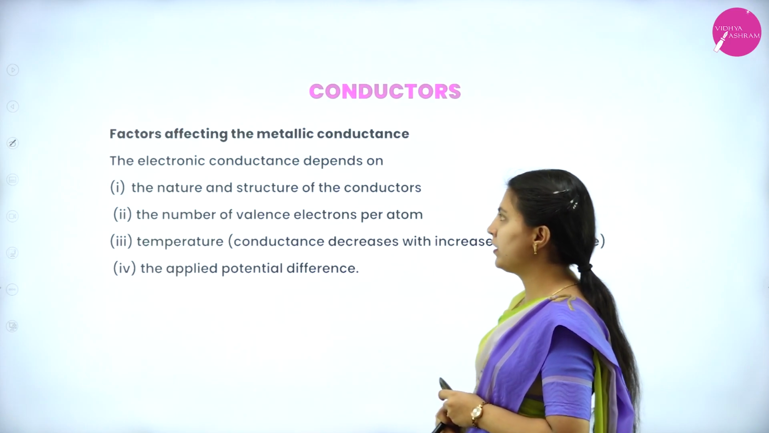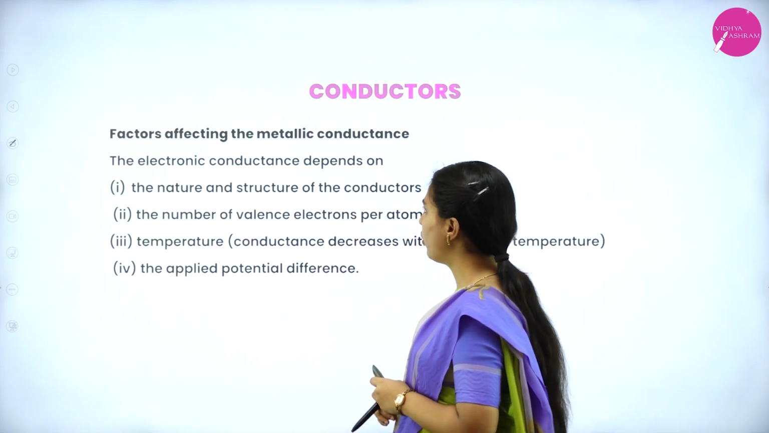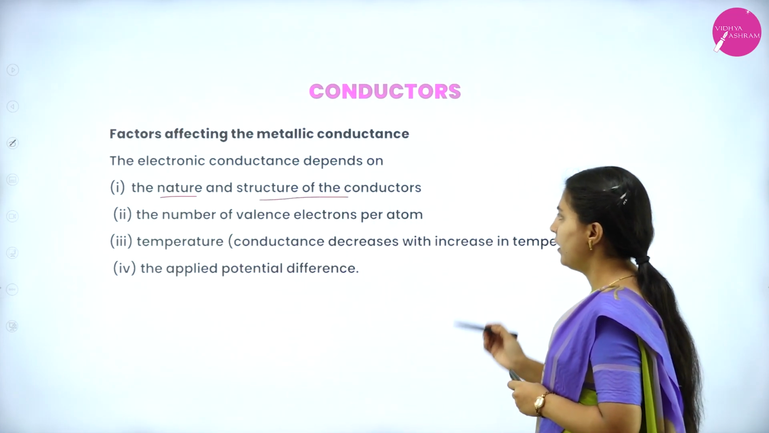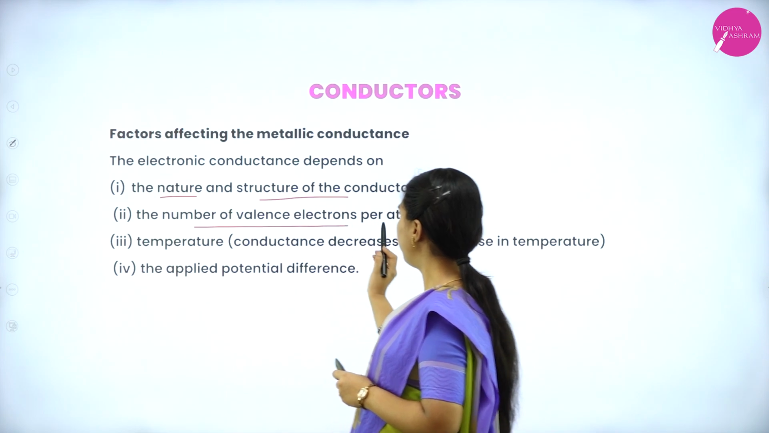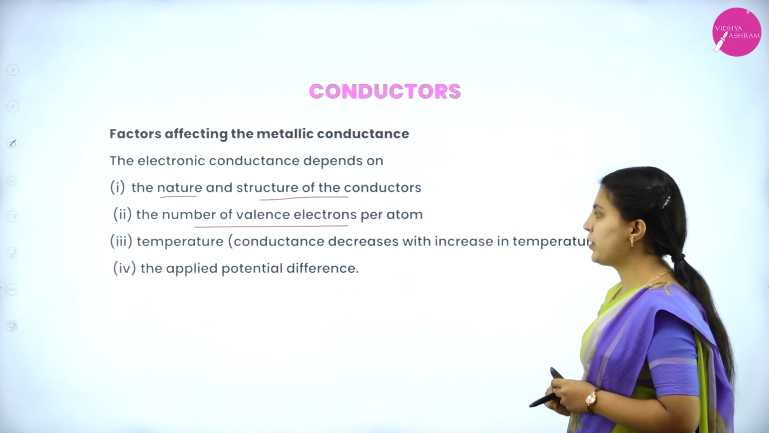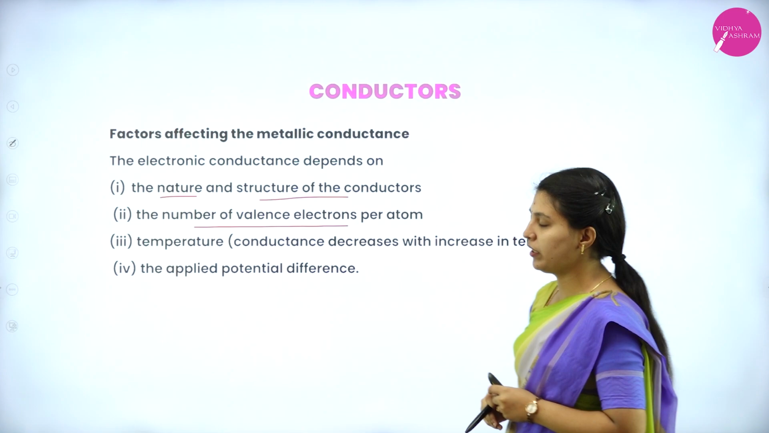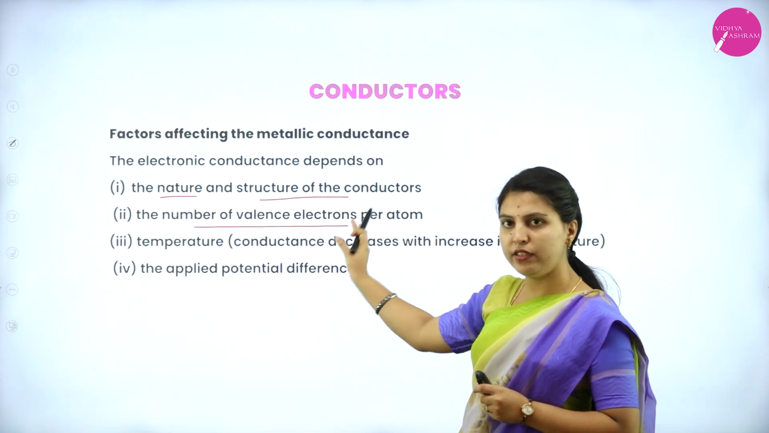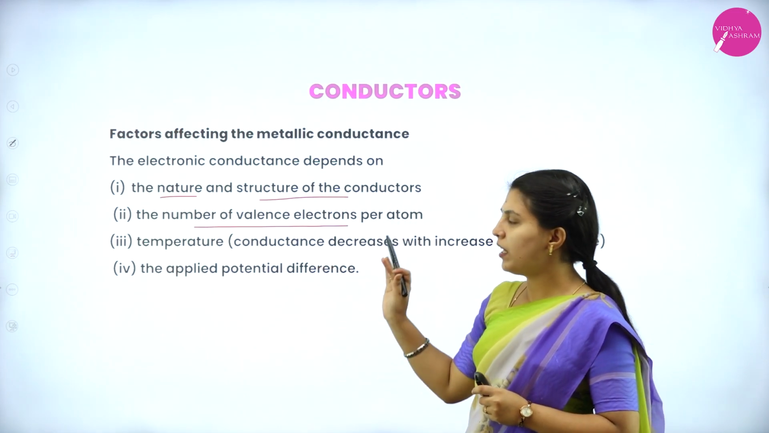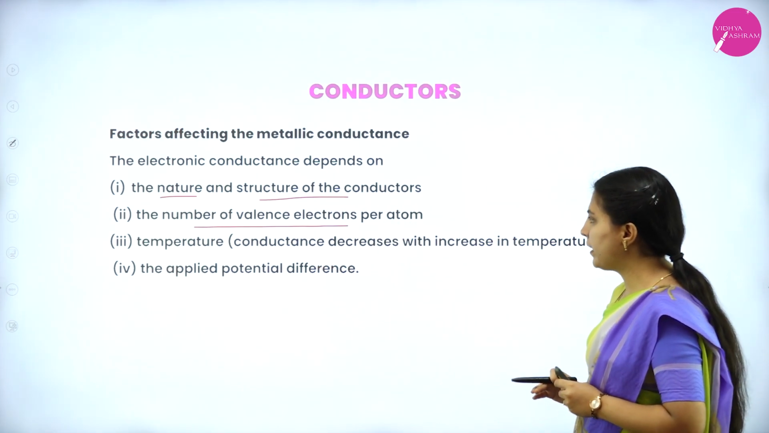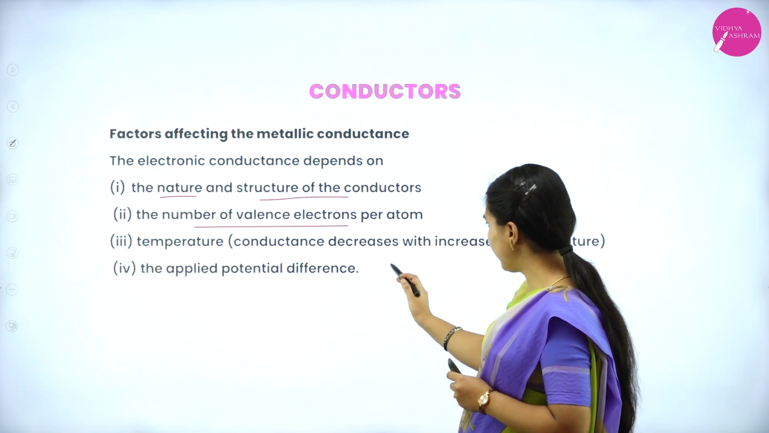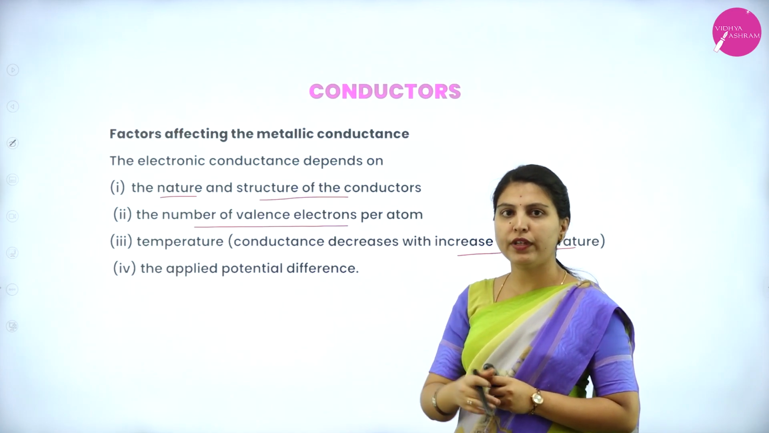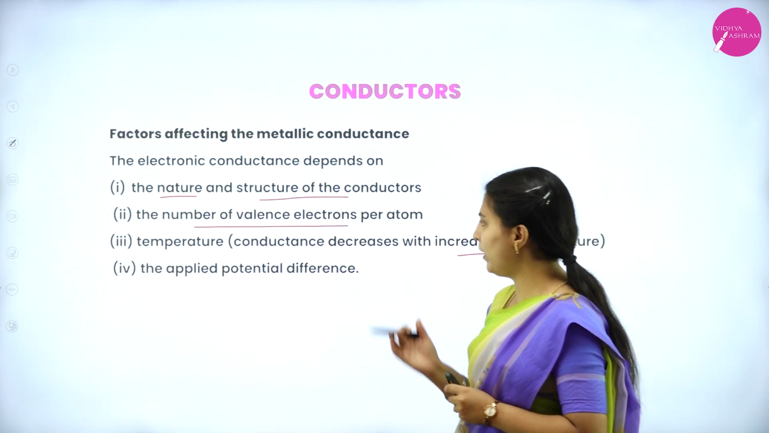Next, factors affecting the metallic conductance. What are the factors? The nature and structure of the conductors, the number of valence electrons per atom, temperature, and the applied potential difference. These are the 4 factors which affect metallic conductors. As for temperature, conductance decreases with an increase in temperature. When the temperature increases, the flow of current through the substance decreases.